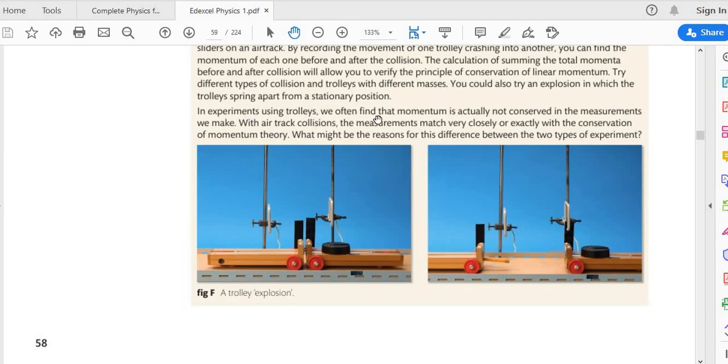In experiments using trolleys, we often find that the momentum is actually not conserved in the measurements we make, because there is friction between the ground and the trolley. With air track collisions, the measurements match very closely or exactly with the conservation of momentum theory, because there is no friction between the trolley and the table or the ground, because it will be floating. What might be the reasons for this difference between the two types of experiments?